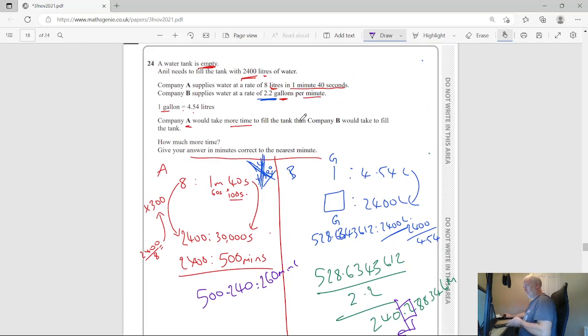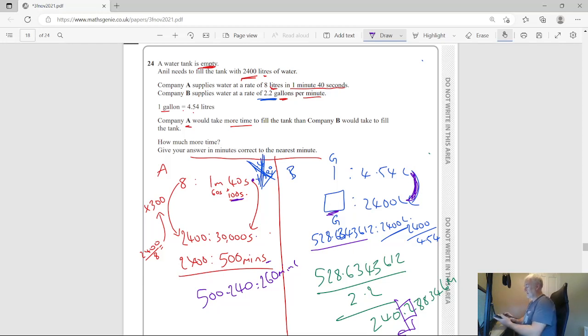So think how we've worked through that question. There's a lot of different directions of work in there. We started with Company A, converting the time very easily into 500 minutes, by breaking it down into seconds and then converting it from seconds into minutes. On Company B, we had to convert the litres into gallons.